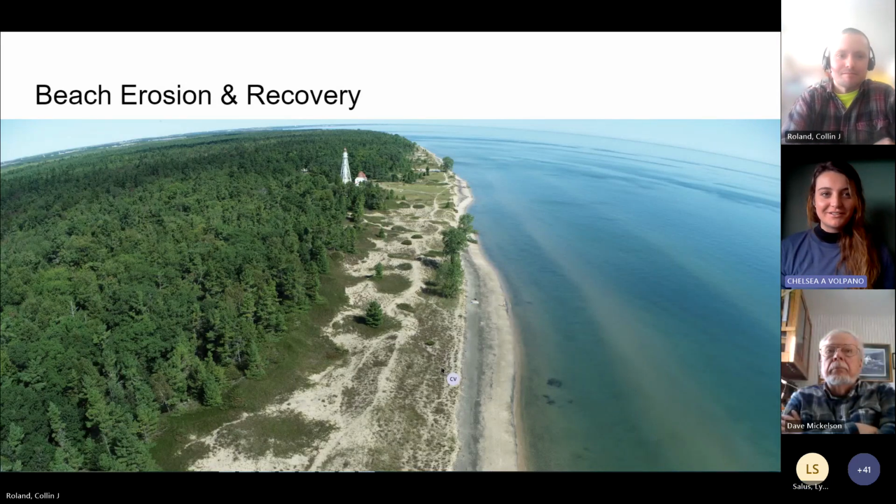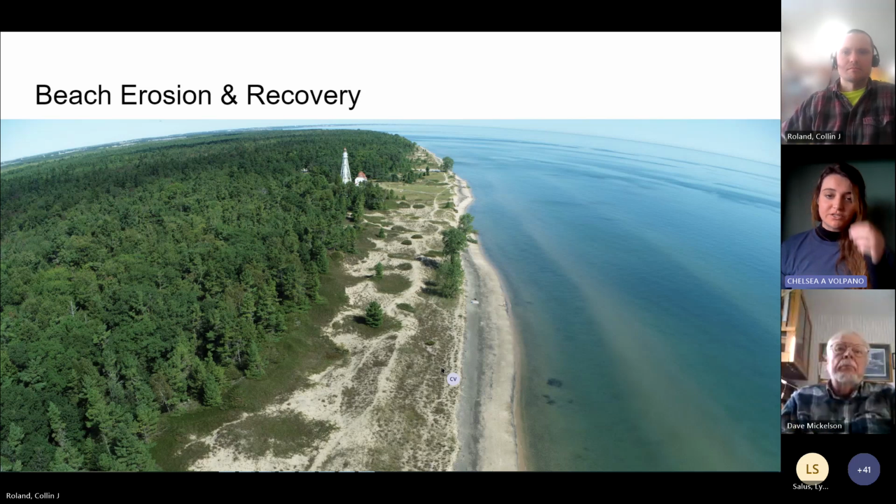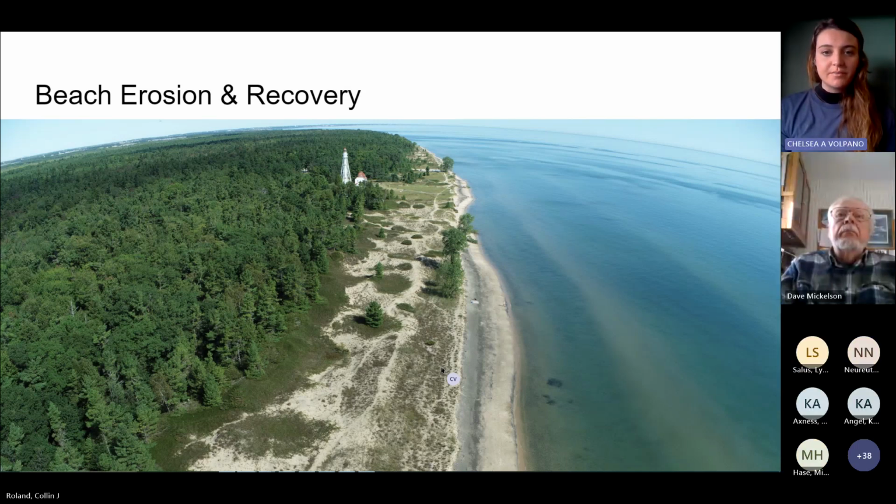So I'm going to switch over and talk a little bit about beach erosion and nearshore recovery. Collin alluded to bluffs being the major supplier of sediment, and we're figuring out the processes that contribute sediment to the nearshore, but there's a really big question about what happens to that sediment once it's introduced into the nearshore system.